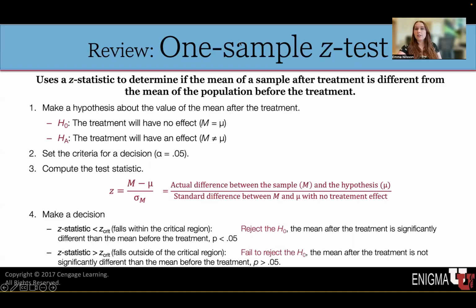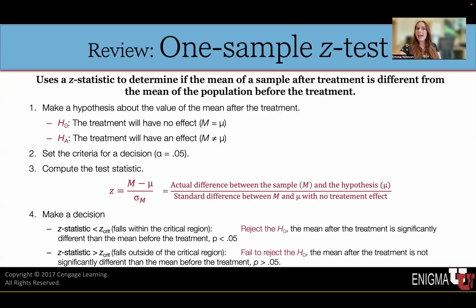This one sample z-test, remember, we used a z-statistic to determine if the mean of a sample after treatment is different from the mean of the population before treatment. Those are the two things that we're comparing. We're going to go over this process with the understanding that the process for null hypothesis significance testing, the new test we're learning about today, is largely the same, just with some key differences.